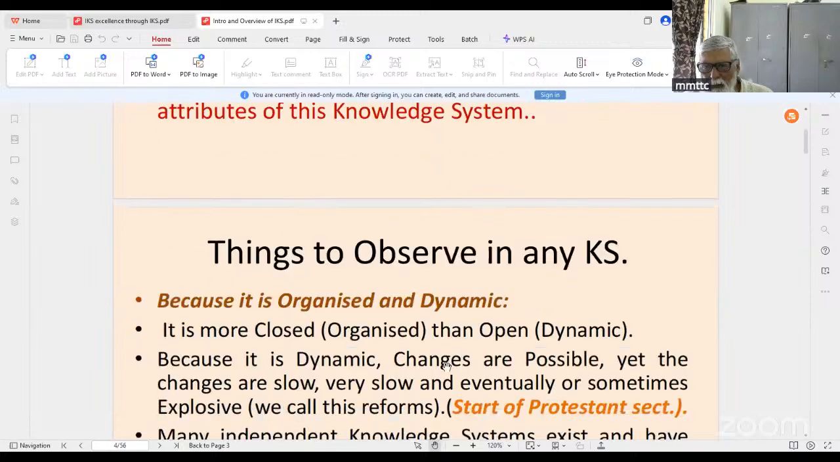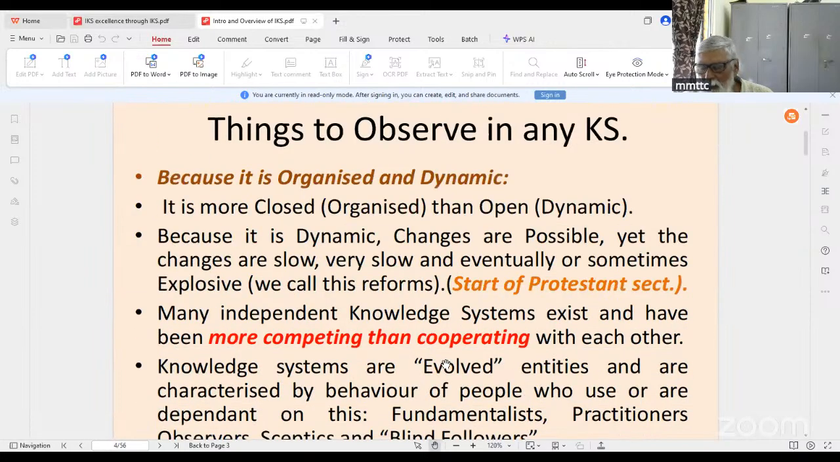Now, things to observe in any knowledge system. This is not IKS. This is general knowledge system. We will look at IKS a little in detail shortly. Because it is organized and dynamic. When I say it is organized, it is more closed. So entry of other things, entry of other people into it is not easy. It is more closed than open.